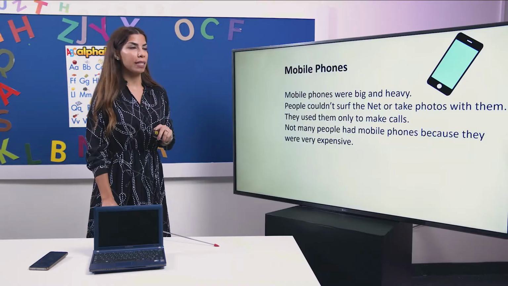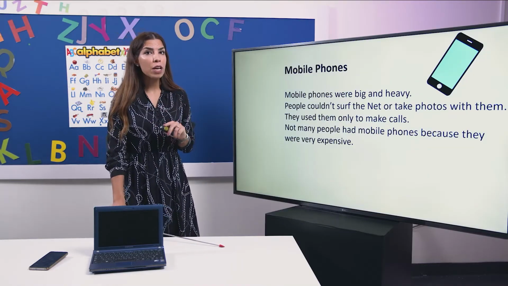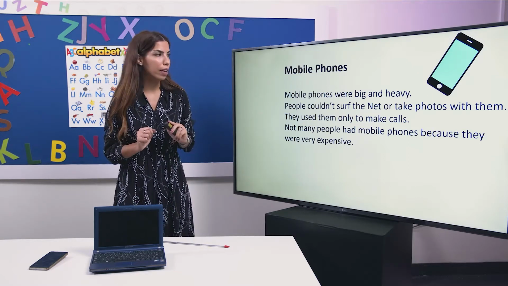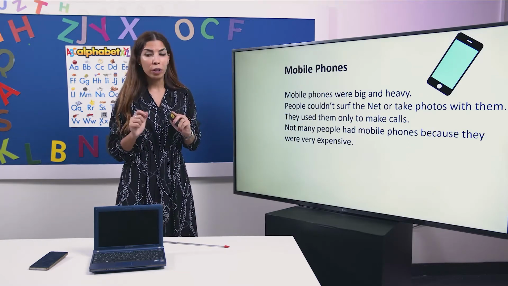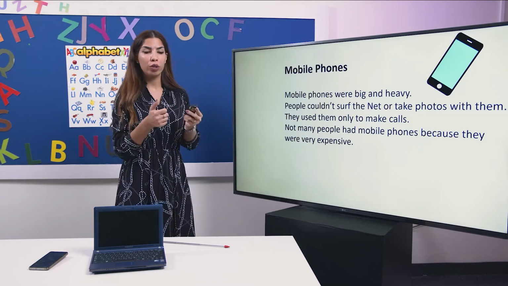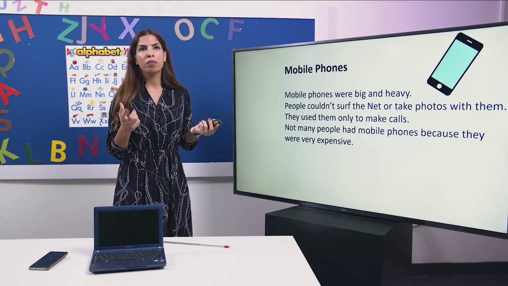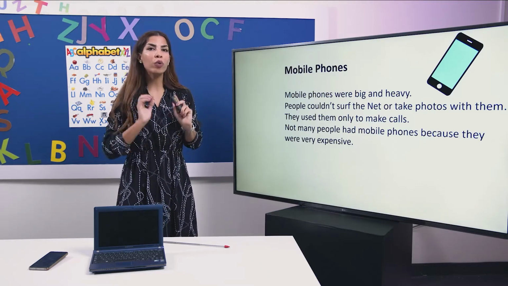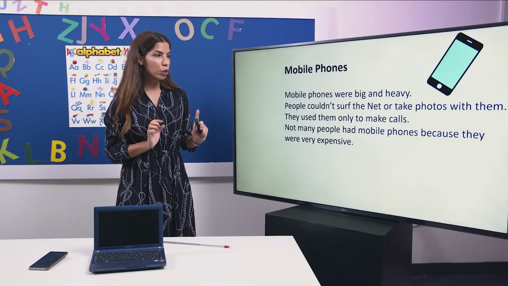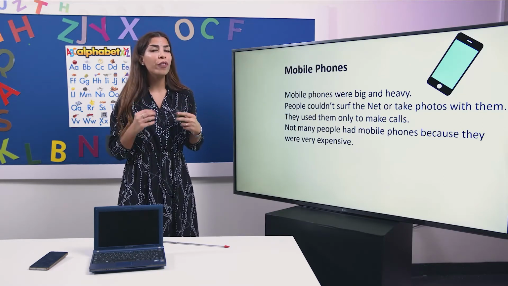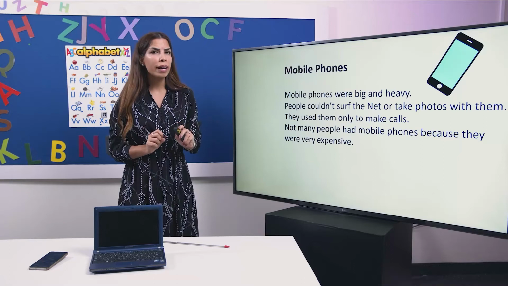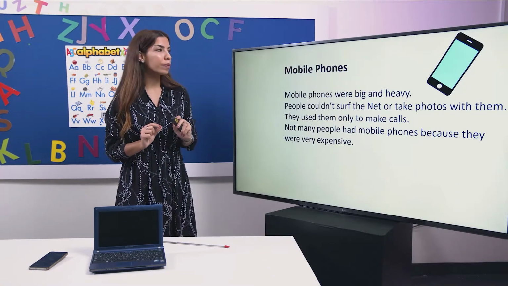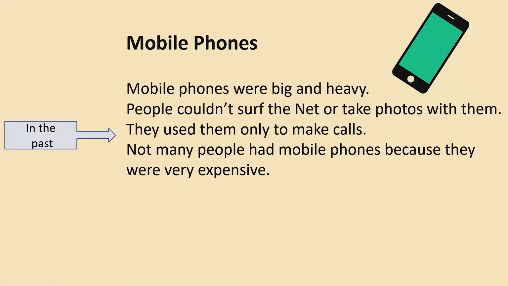So, let's repeat again. In the past, mobile phones were very big and very heavy. Also, people couldn't use the phones in order to surf the internet or to take photos. They only used the phones to make phone calls. Also, mobile phones were very expensive. This is why not many people could afford buying a phone. This is in the past.